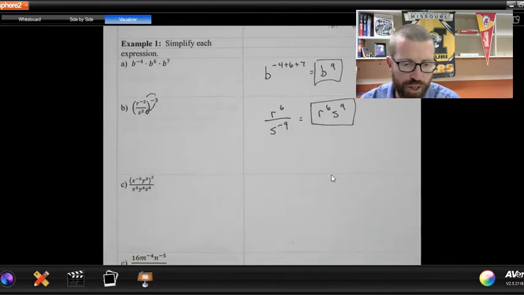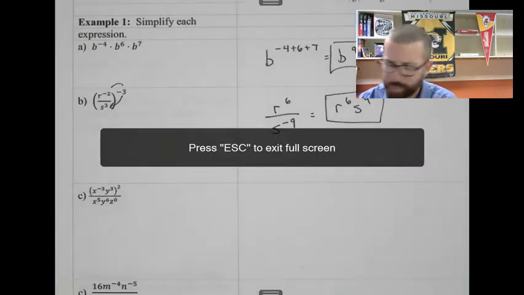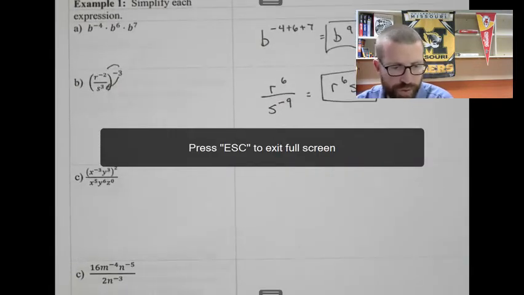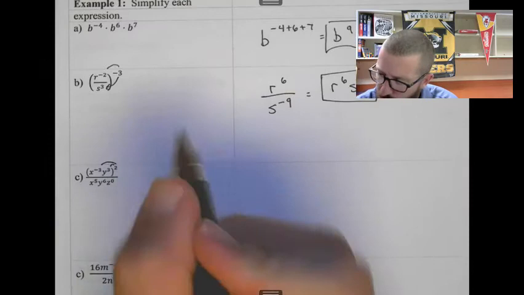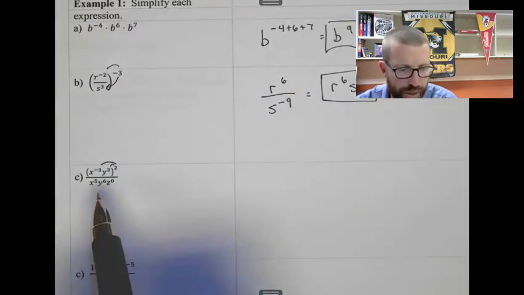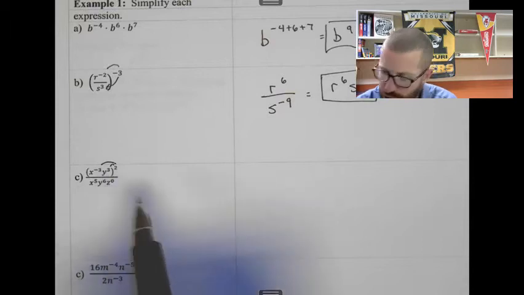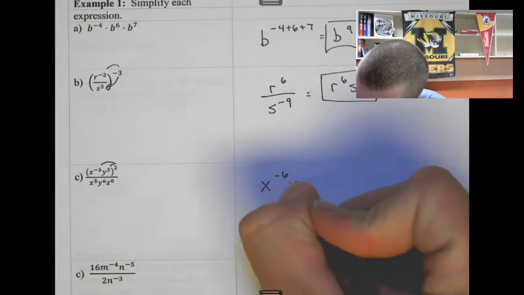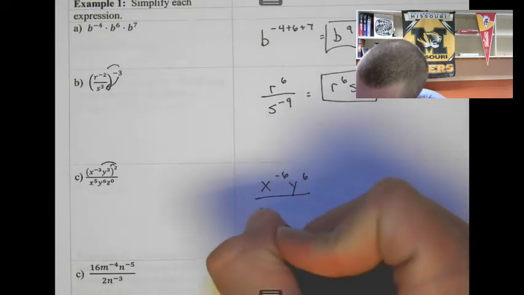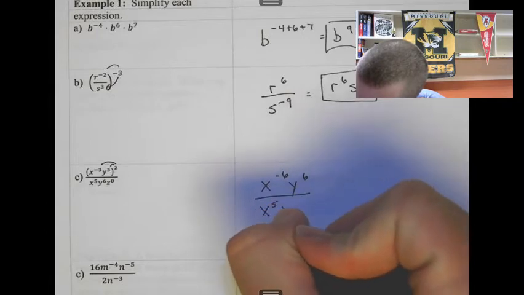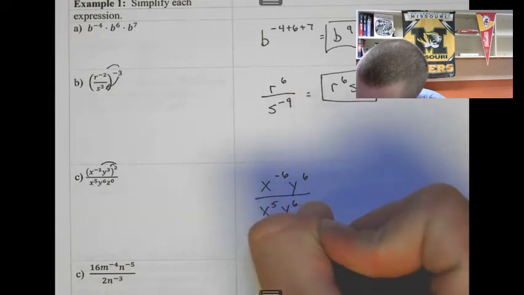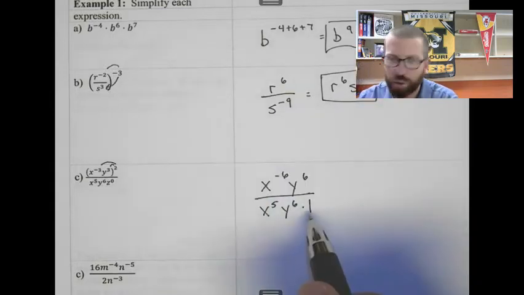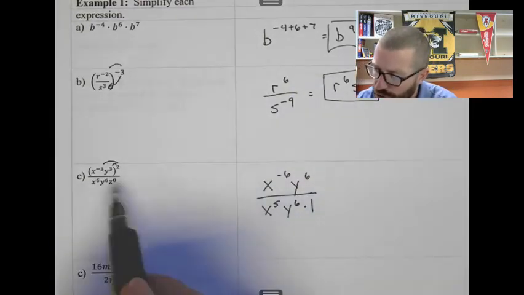Okay, let's try C. Okay, there's a lot going on here. One thing, you need to distribute this exponent first. So do not start canceling yet or subtracting yet. Distribute that exponent. So that makes it x to the negative 6th, and then y to the 6th when you multiply. And then on bottom, we won't do too much with the x and y's, but the z to the 0 power is just 1, and you don't have to write 1 there. I'll put it there so you can see where it came from. But z to the 0 is 1.